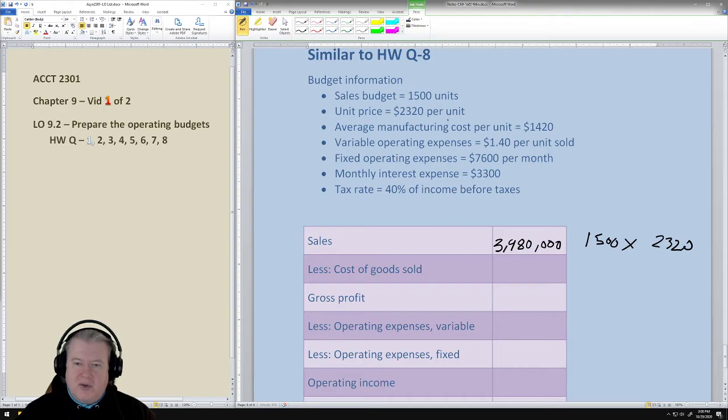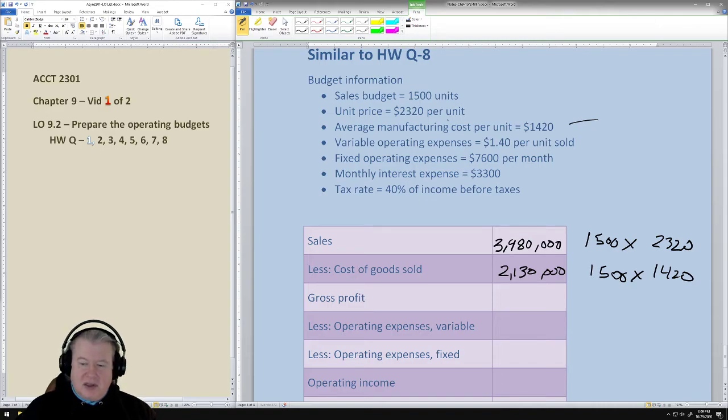Well, we've got the average manufacturing cost is this. And normally, remember I said there's a cost of goods budget where you'd add in the direct labor, the direct materials, and the manufacturing, and you'd figure out a per unit cost. That's where this would come in. So you're still selling 1,500 units, but the cost of each unit is $1,420. Or alternatively, you could take 2320 minus 1420 and multiply that by 1500, and that would still give you the same number for gross profit.